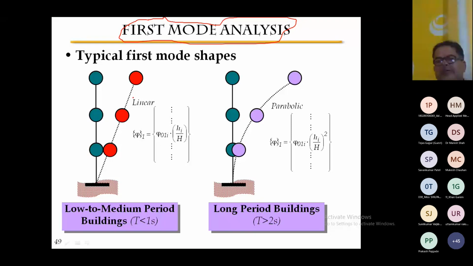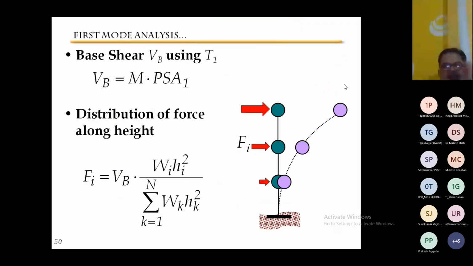This first mode may be linear or it may be parabolic, and our code has assumed a parabolic distribution, right? Generally, for low to medium buildings, we consider this type of deformed shape, and then it is good. But if the structure has a natural period of more than 2 seconds, the deformed shape is parabolic, and our code has taken this distribution as far as the static coefficient method is concerned, right?